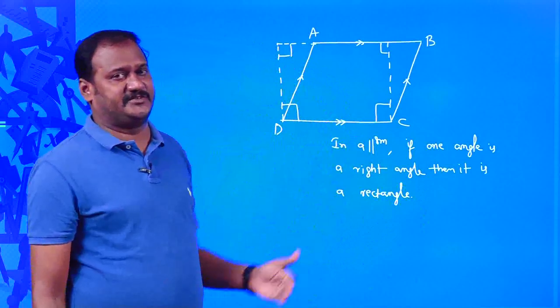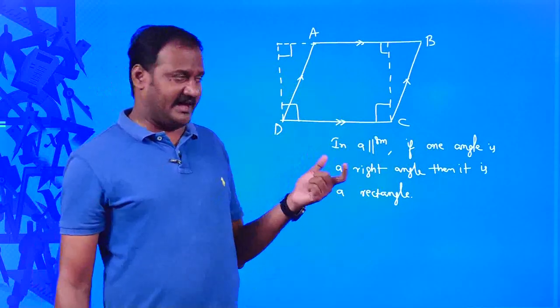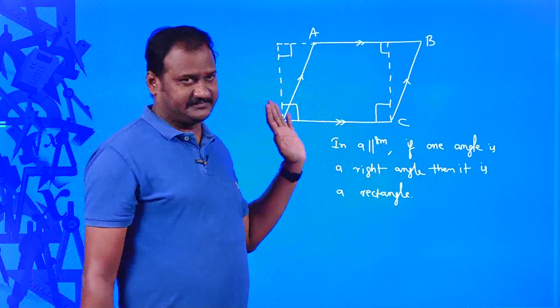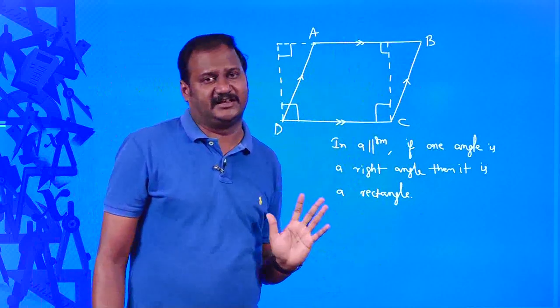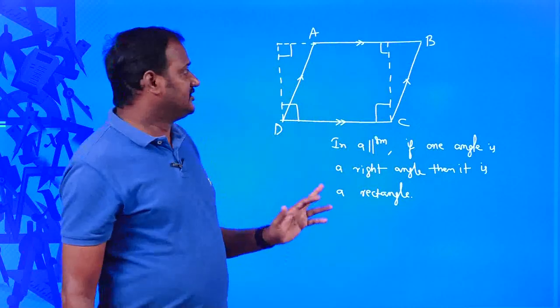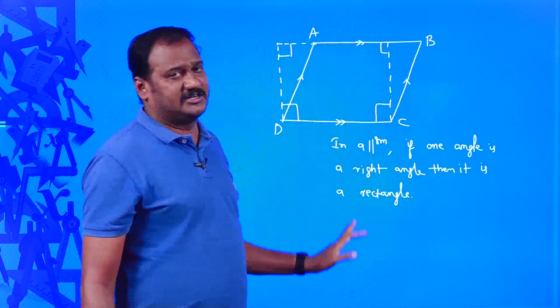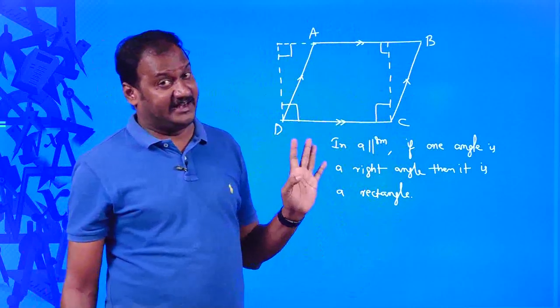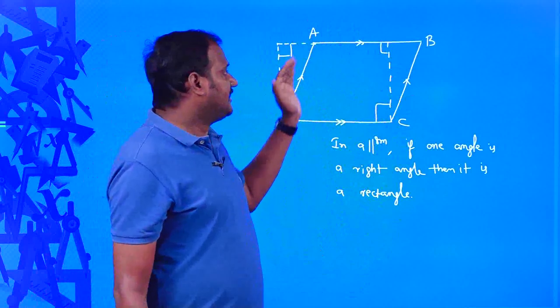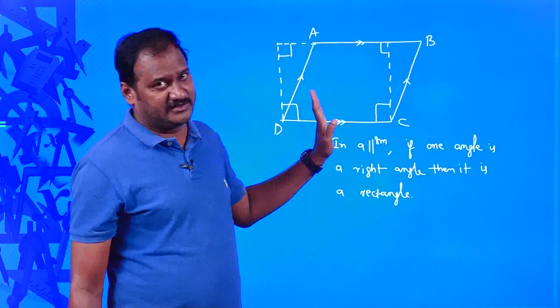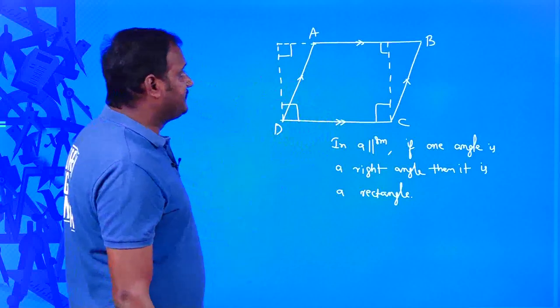But what is the difference between a parallelogram and a rectangle? One angle of the parallelogram is a right angle. If one angle is a right angle, what about the other angles? Other angles are automatically 90 degrees only, right? So, all the four angles of a rectangle are right angles. All four angles are right angles, and opposite sides are equal. And there is an additional property for this rectangle.